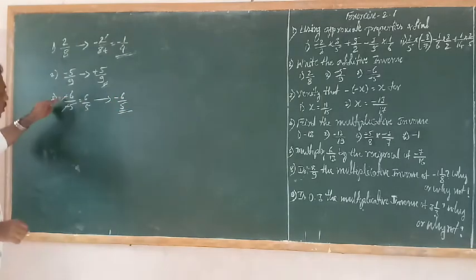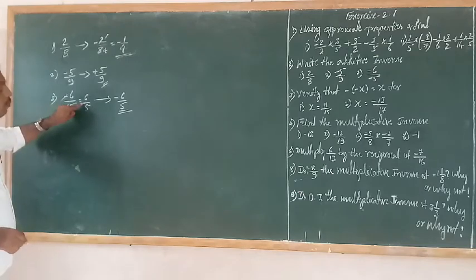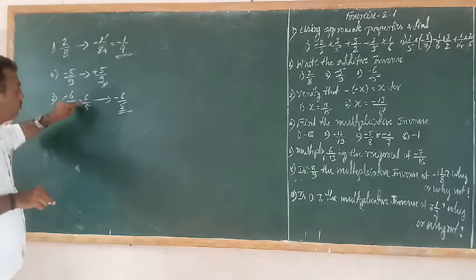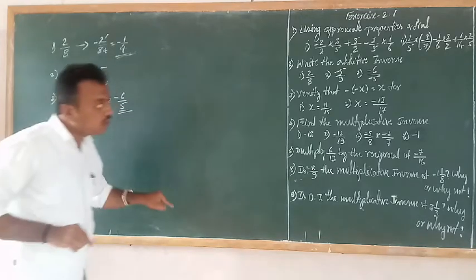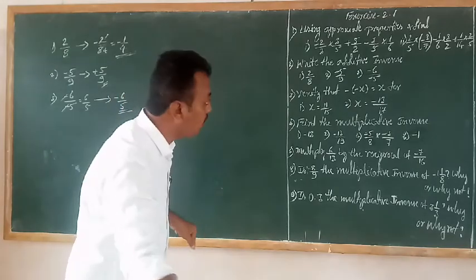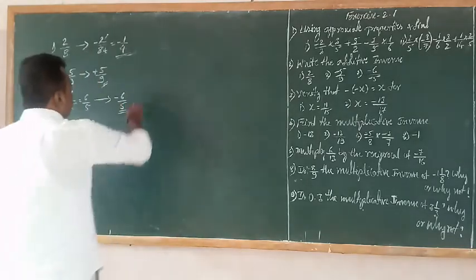Understand? So here minus minus get cancelled. It becomes a positive. That means plus 6 by 5. The additive inverse of plus 6 by 5 is minus 6 by 5. Got it? The remaining questions are there in your textbook. You have to do them at home. Okay. So now number 3.